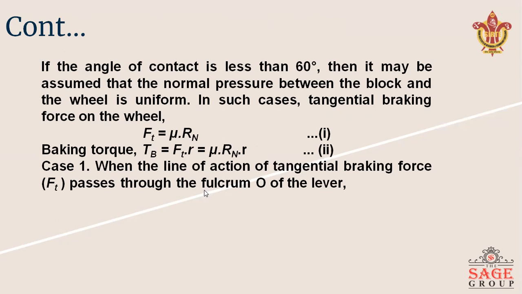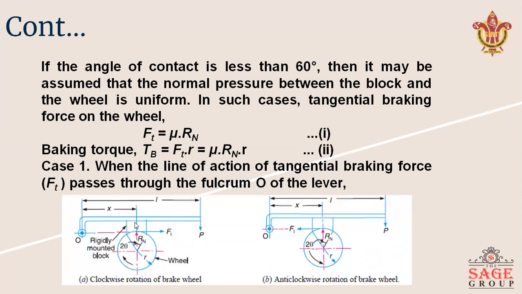So here there are three cases. Case 1: when the line of action of the tangential braking force passes through the fulcrum O of the lever. Here you can see both the diagrams, for clockwise rotation of the drum and anti-clockwise rotation of the drum. This is for clockwise rotation of the drum. The tangential braking force is applied on the right side, and the line of action of this tangential braking force passes through the fulcrum O. This is the fulcrum of the lever.